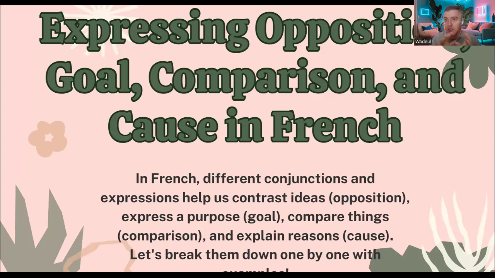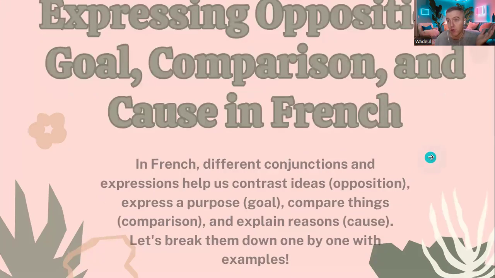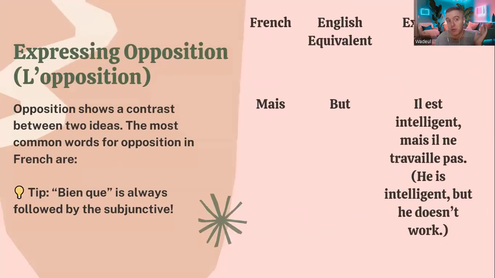That's those words that you put between sentences to express something a bit different. So here we go. In French, different conjunctions, that's what I was telling you, the connectors, the words and expressions that help us contrast ideas, opposition, express a purpose or goal, compare things, comparison, and explain reason, because. Let's break it down one by one with examples. I think when you see an example, it's probably easier.